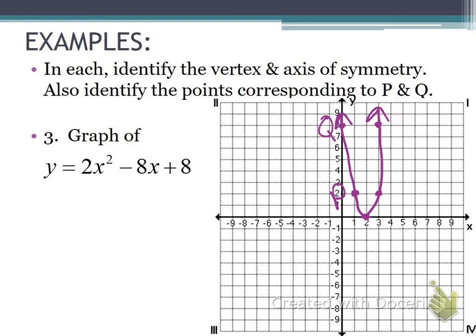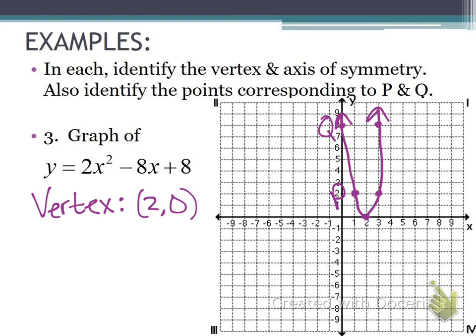On the last slide, we talked about the fact that the vertex is the highest or lowest point, depending on what our parabola looks like. Lanaya, do you think you know what it is? 2, 0. Our lowest point of our graph is going to be at 2, 0. Will there be a highest point of this graph? No, it keeps going up and up and up. Okay, so our vertex for this problem is going to be at the point 2, 0.